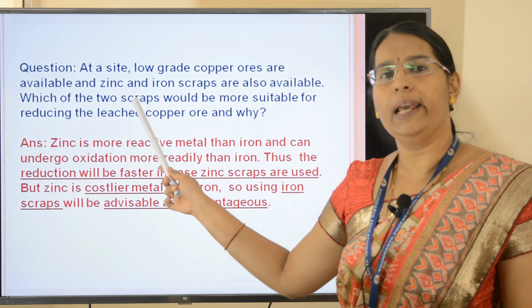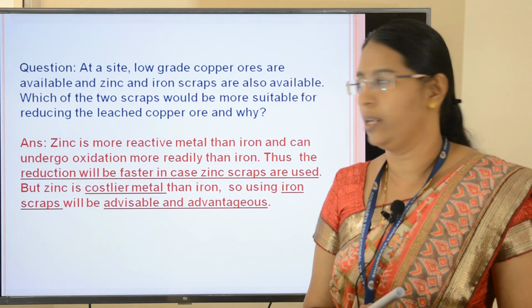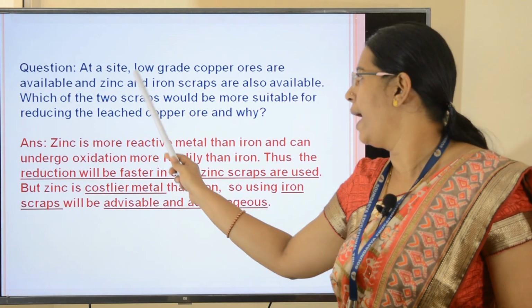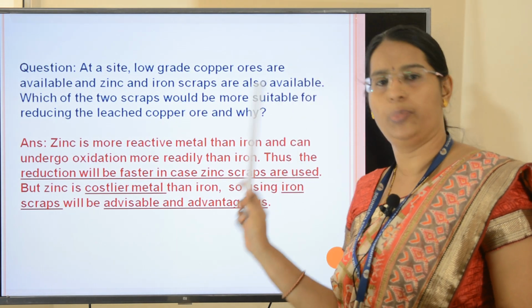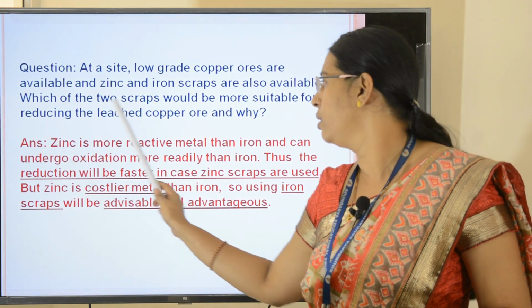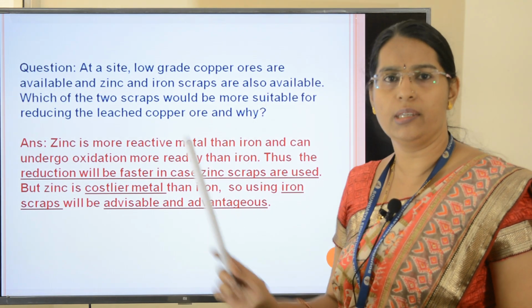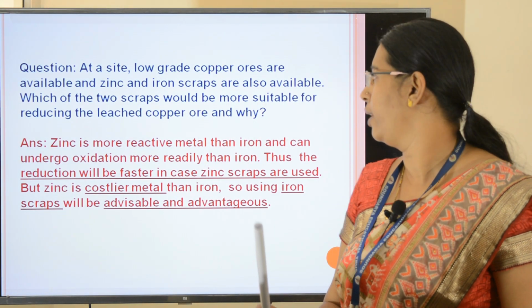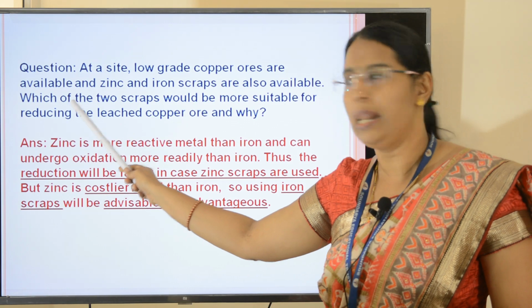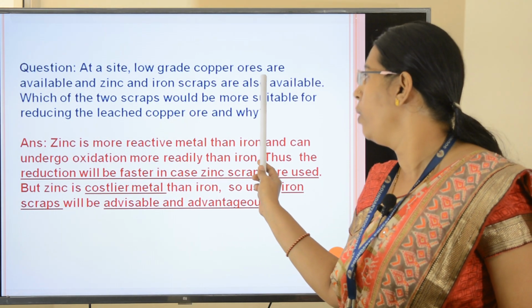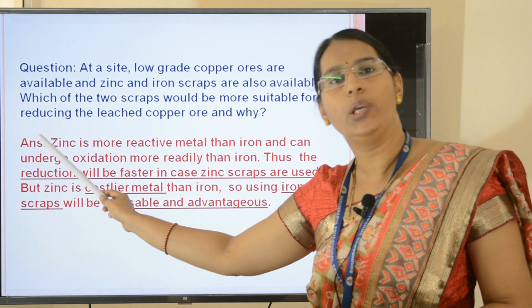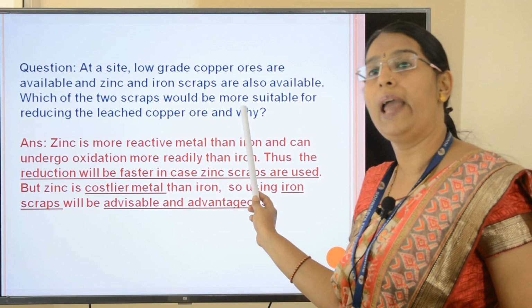So one in-text question given is: at a site, low grade copper ores are available and zinc and iron scraps are also available. Which of the two scraps would be more suitable for reducing the leached copper ore, and why? This is the in-text question given in your NCERT textbook.